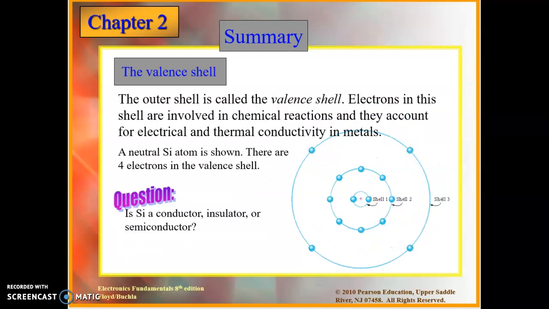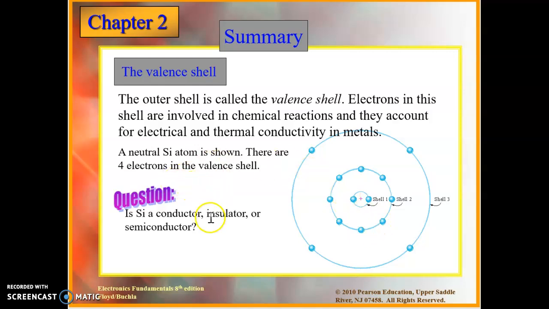Why is this important? Because we want to study how electrons move in different valence shells, so we can determine if the material is a conductor, an insulator, or a semiconductor. By defining how many electrons we have in the outer valence shell, we can decide in which category this material or this element falls.